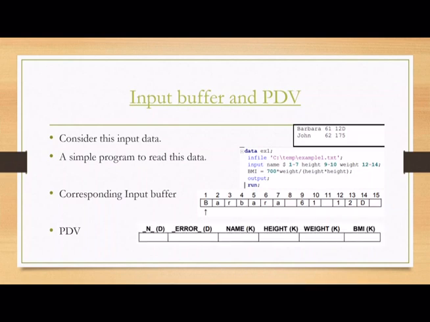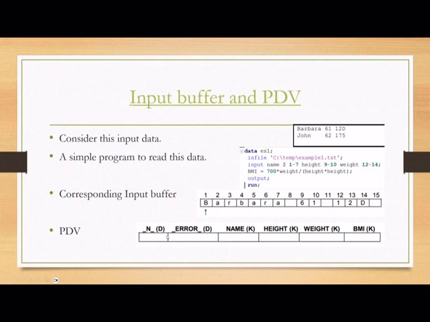Okay, so first, when it creates the PDV, it's going to look at the information that you've requested. _n_ and _error_ are automatic variables. They get automatically created in the PDV. Then you have name, height, weight, which you've asked for, and BMI.